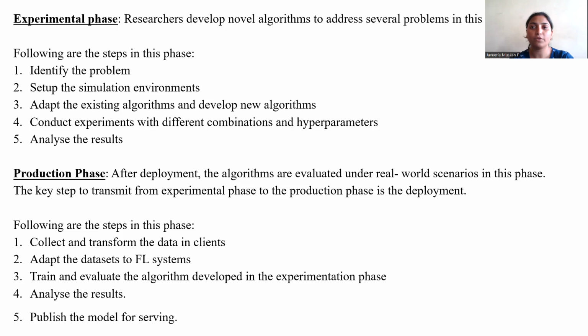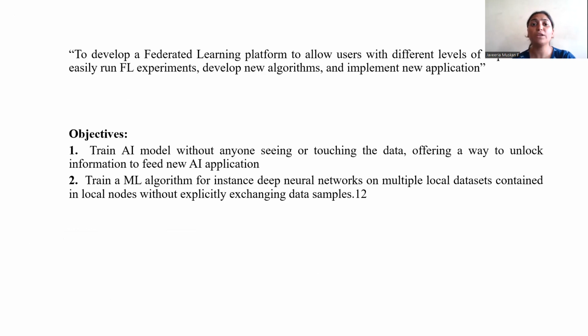The key step to transition from the experimental phase to the production phase is the deployment. Following are the steps in this phase: collecting and transforming the data in clients, adapting the datasets to the federated learning system, training and evaluating the algorithm developed in the experimental phase, analyzing the results, and publishing the model for service.